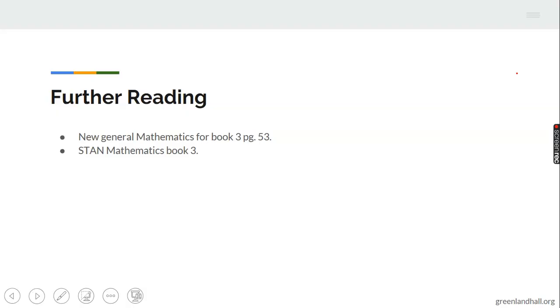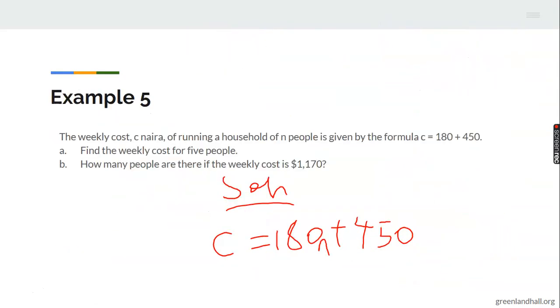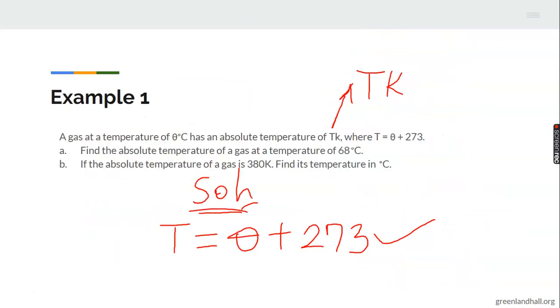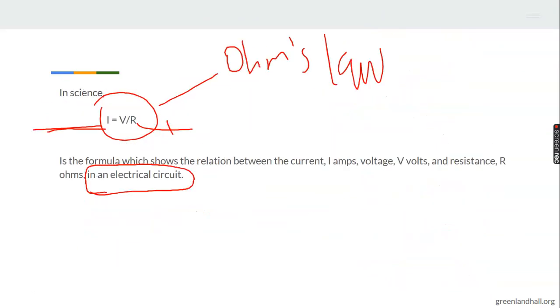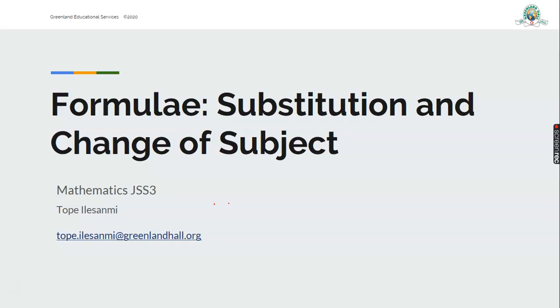Thank you very much. I believe you've grabbed one thing or the other in this class. Check the examples once again and solve all exercises. Not only this, even the ones inside your textbook, and get back to me via this mail.